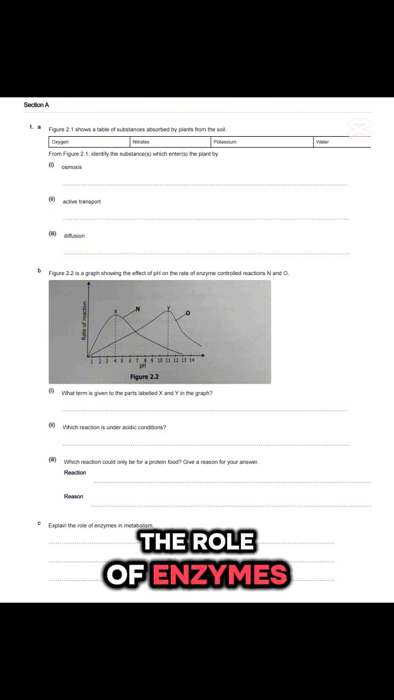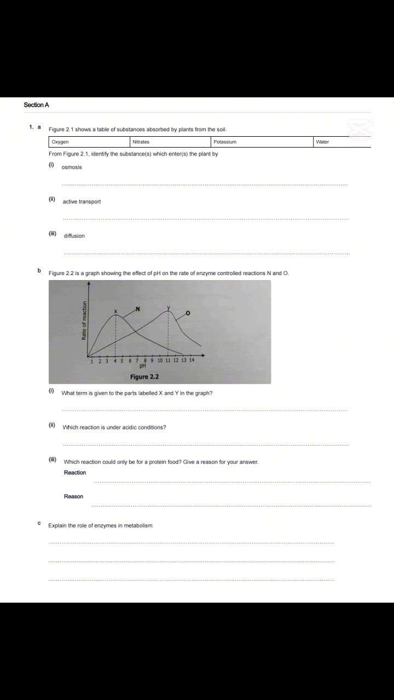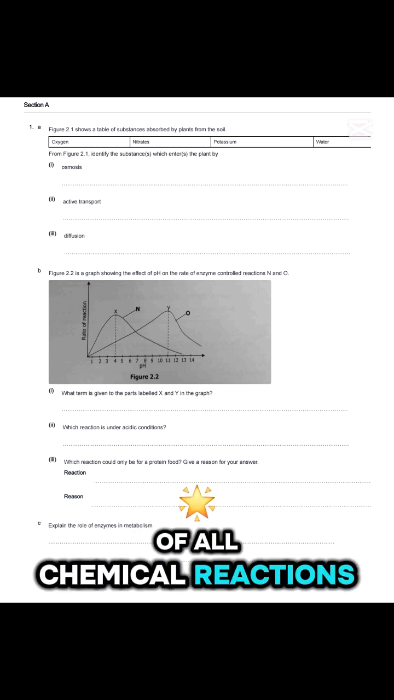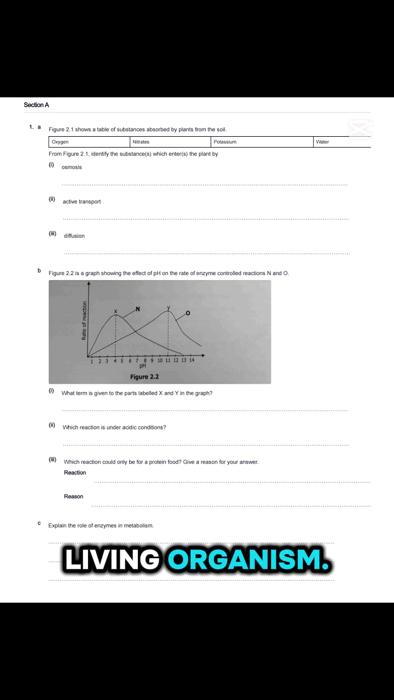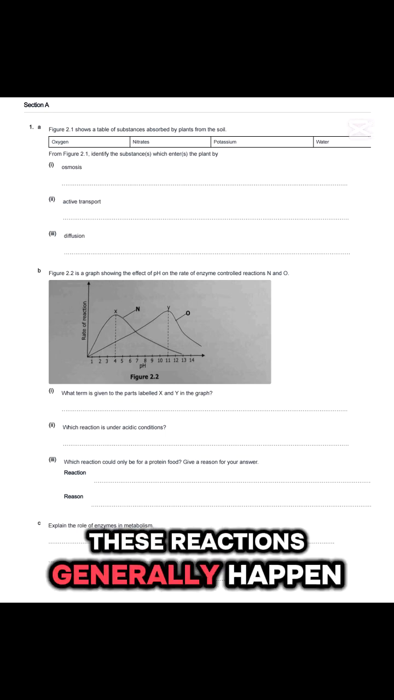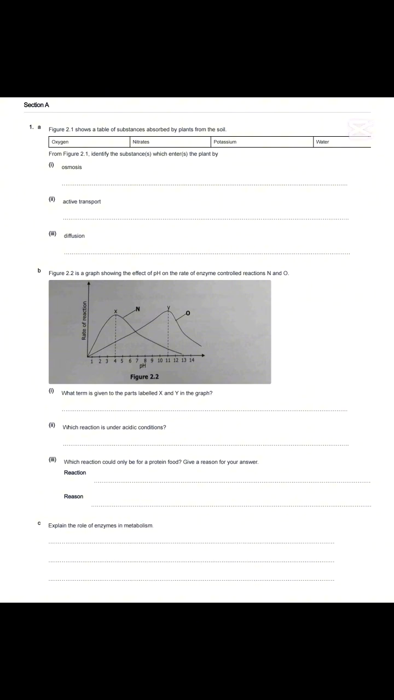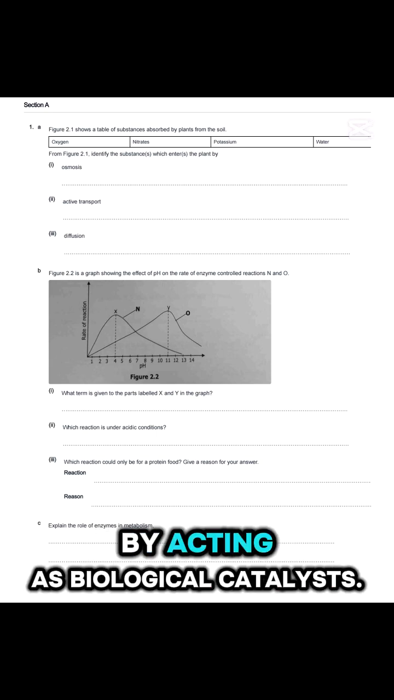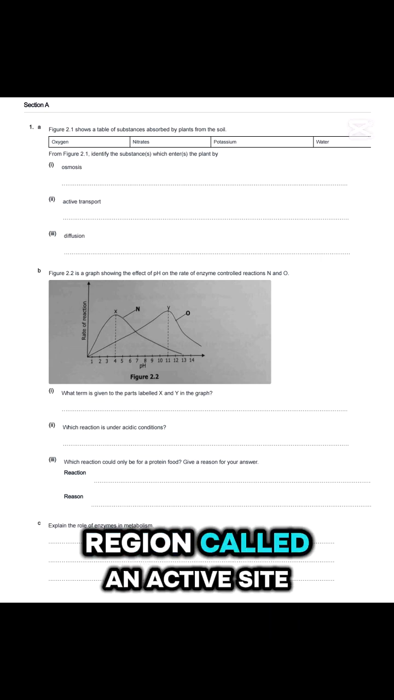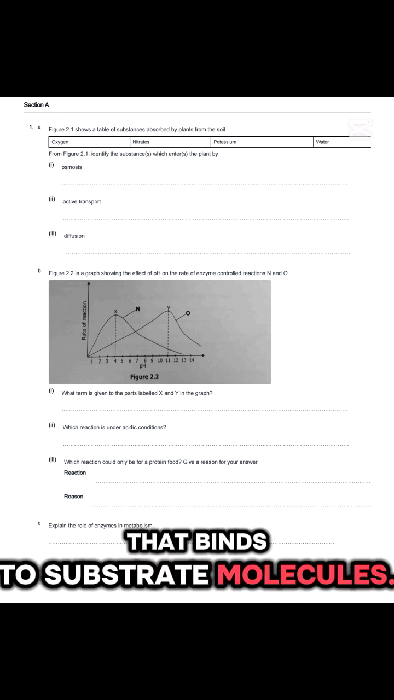1c. The role of enzymes in metabolism. Metabolism is the sum of all chemical reactions taking place within a living organism. These reactions generally happen too slowly at normal body temperatures to sustain life. Enzymes solve this problem by acting as biological catalysts. They possess a specific region called an active site that binds to substrate molecules.